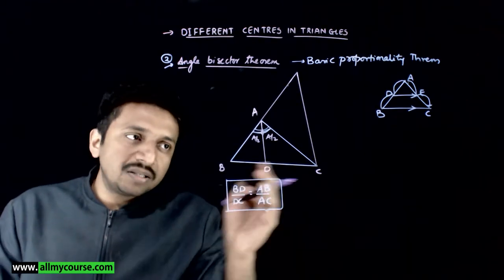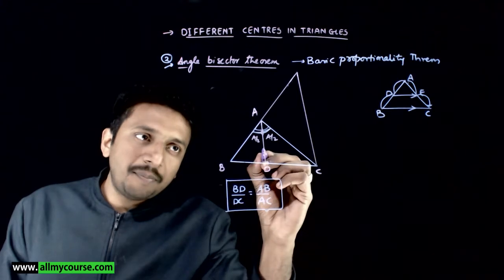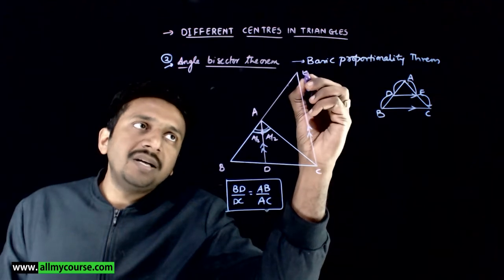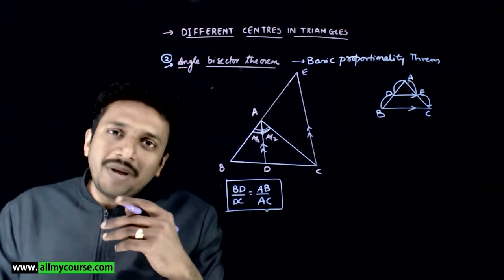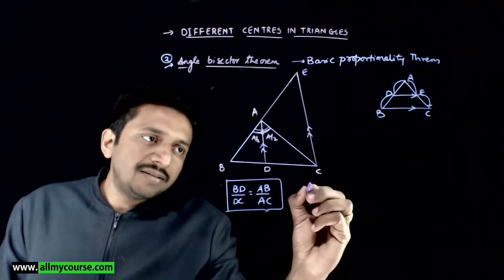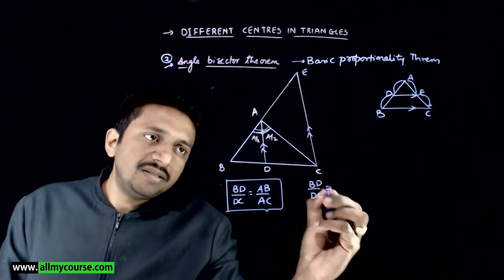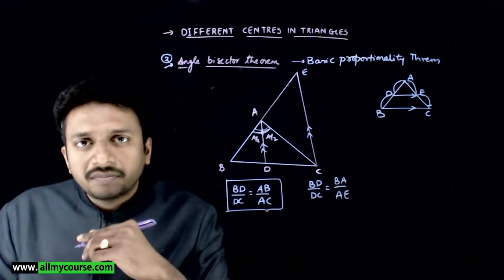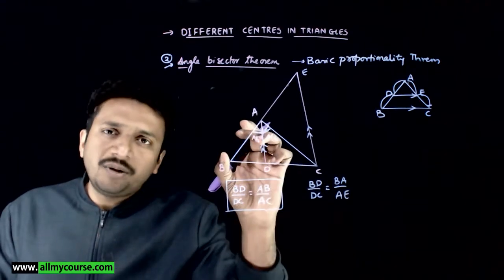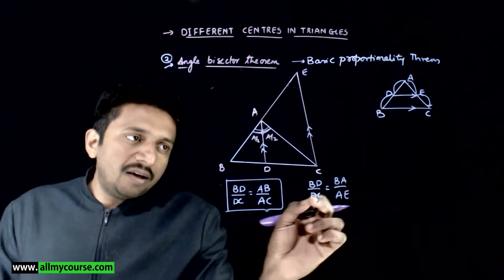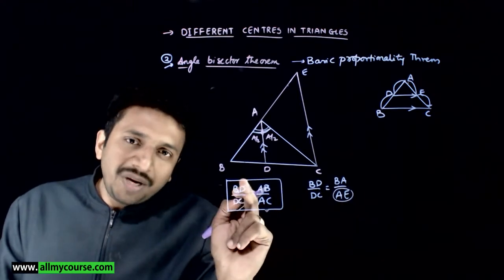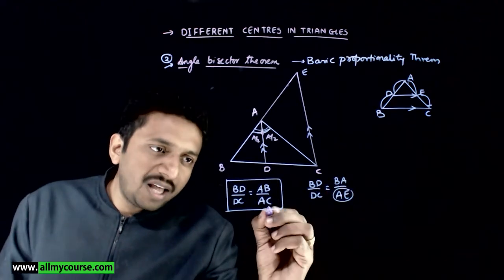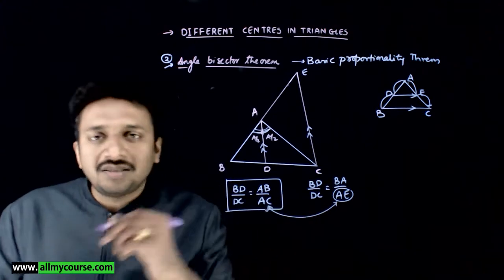So let ABC be the triangle and AD be the angle bisector. Now the construction that we do is, we draw a line from C parallel to AD to meet BA extended at the point E. Now according to the basic proportionality theorem, these two are parallel, hence BD by DC is equal to BA by AE. Now what you need to prove is BD by DC is equal to BA by AC. You have BA by AE.